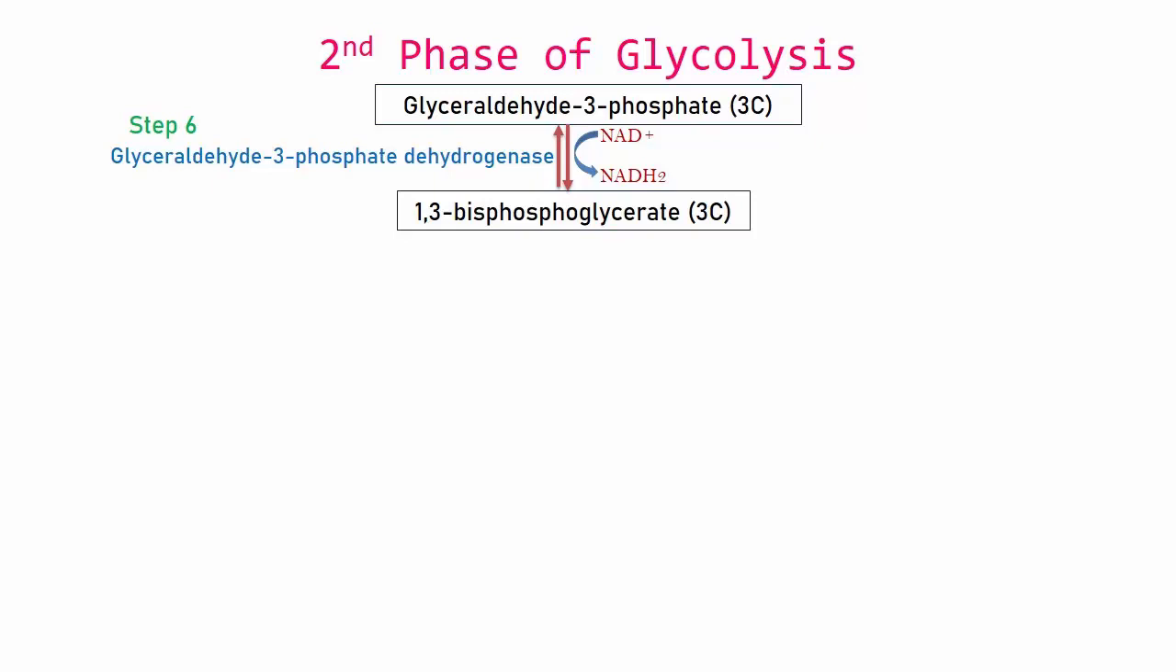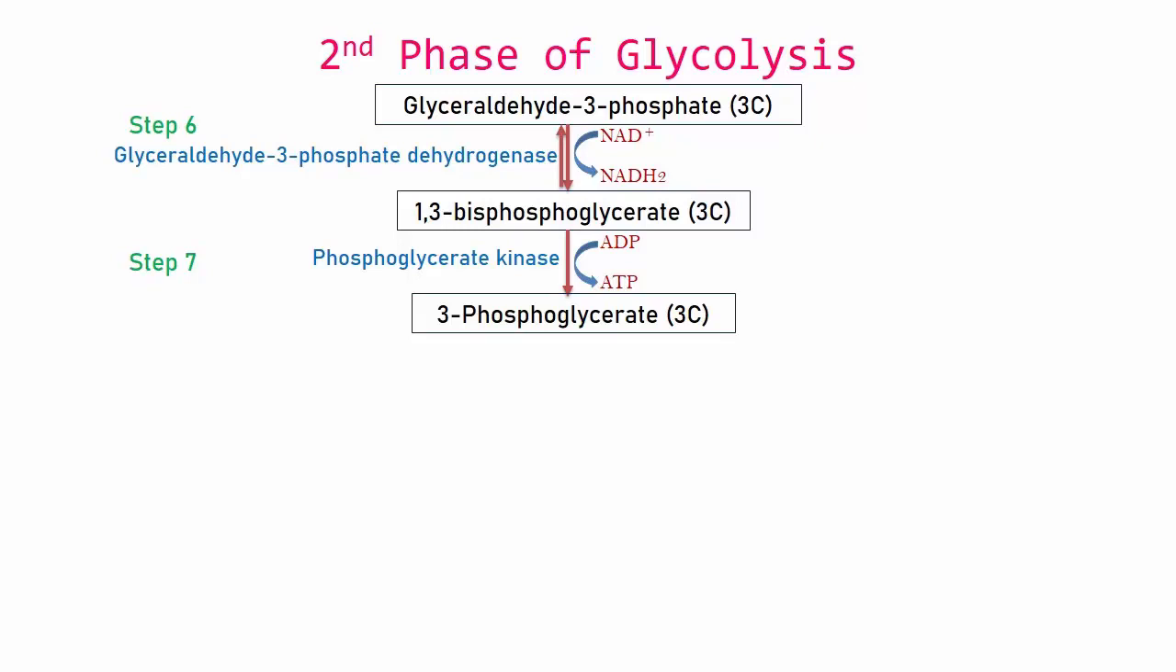Glyceraldehyde 3-phosphate is converted to 1,3-bisphosphoglycerate. This reaction utilizes a molecule of inorganic phosphate. Glyceraldehyde 3-phosphate is oxidized to 1,3-bisphosphoglycerate with the oxidizing agent NAD+, in the presence of the enzyme glyceraldehyde 3-phosphate dehydrogenase. In this reaction, 2 electrons and 2 protons are given out by glyceraldehyde 3-phosphate and reduce NAD to NADH2.